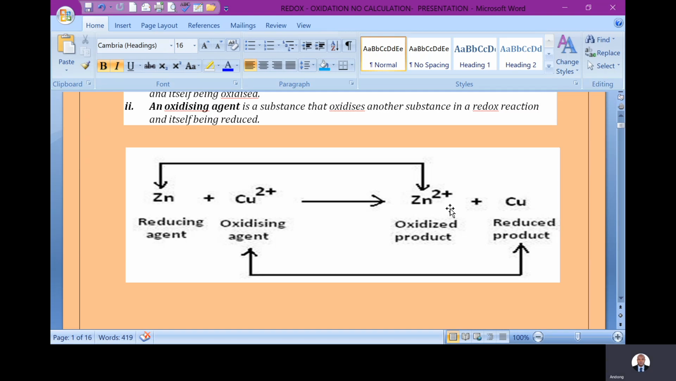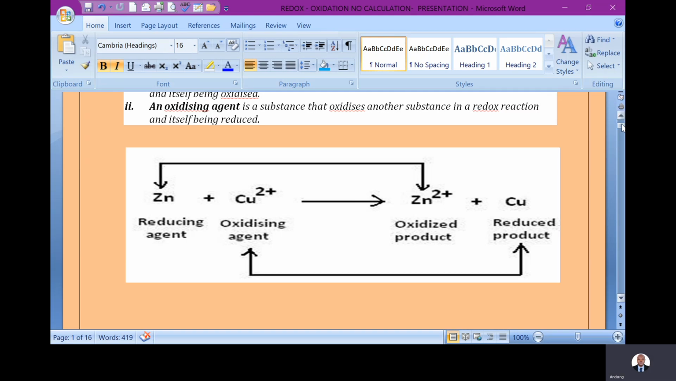Since our definition says an oxidizing agent is a substance that oxidizes the other one and is being reduced, the copper 2 ion has oxidized zinc and is being reduced to 0. On the other hand, zinc has reduced the copper 2 ion to 0 and is being oxidized to +2. We now say an oxidizing agent is a substance that oxidizes another one and is being reduced.